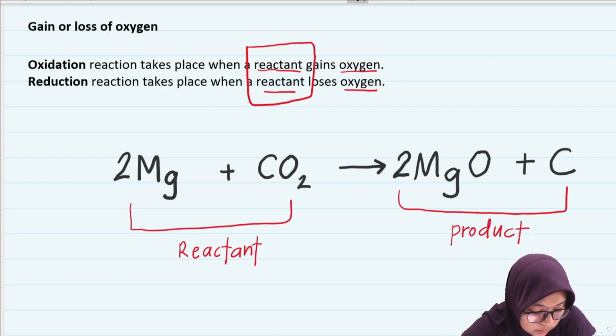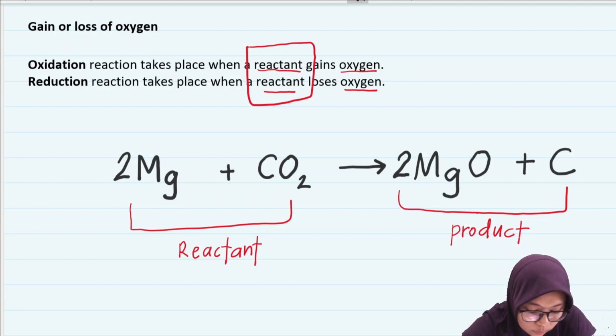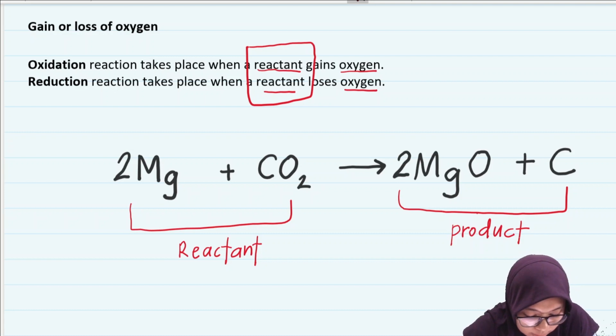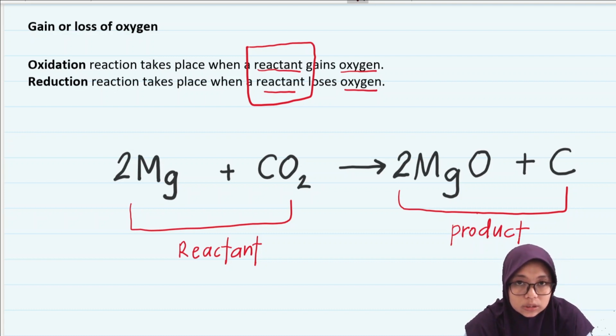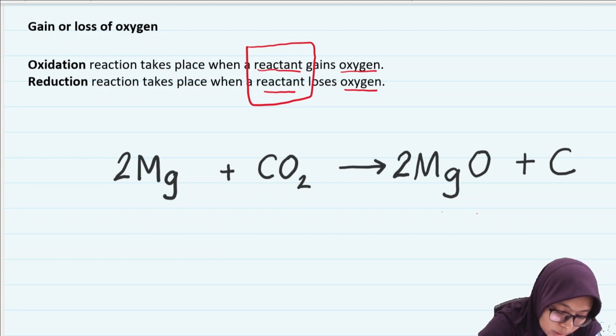So when the definition says that oxidation reaction take place when a reactant gain oxygen, so means that somewhere around the reactant, that substance yang gain oxygen will undergo oxidation. Reduction reaction take place when a reactant loses oxygen. So one of them will gain oxygen, one of them will lose the oxygen. So we will have to determine which one gain oxygen and which one lose the oxygen. Okay, now we are focusing on the redox reaction. So we will see the reactant.